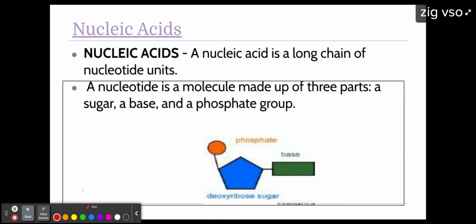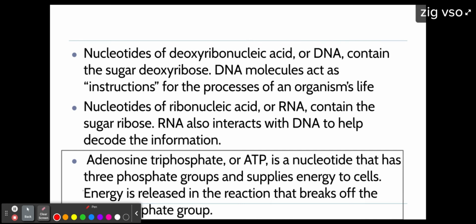The next biomolecule is nucleic acids. These are made up of nucleotides, and a nucleotide has three parts: the sugar, the phosphate group, and the nitrogenous base. So in DNA, the sugar is deoxyribose. In RNA, the sugar is ribose. So both of those nucleic acids are named for their sugars.